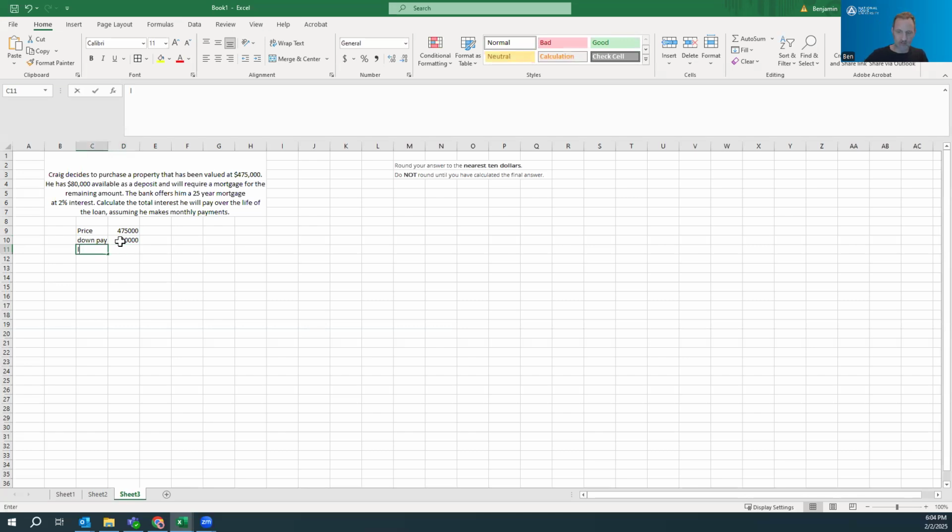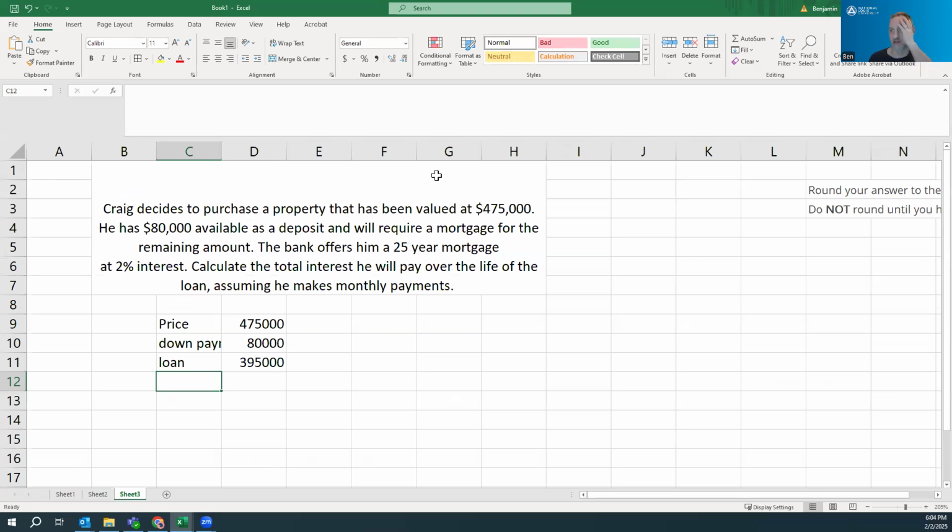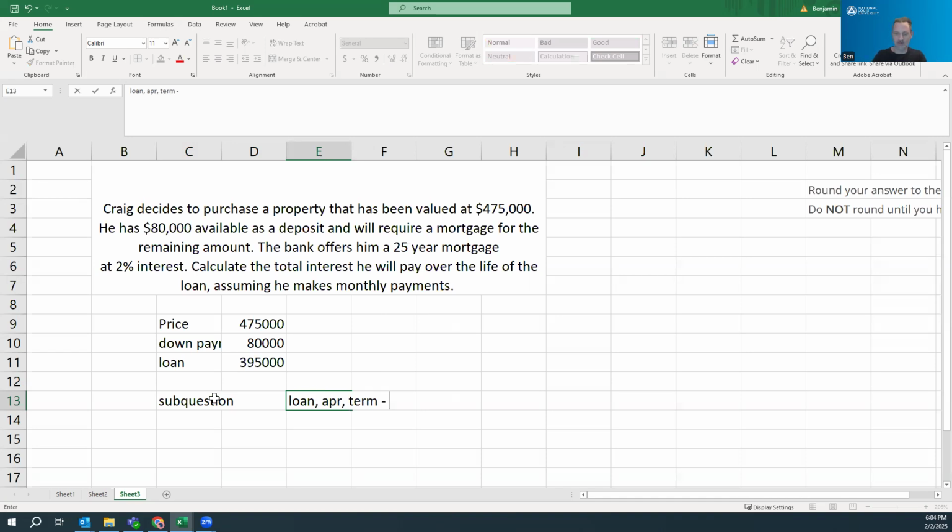So what's left to borrow? The loan size is 475,000 minus the 80,000. All right. And so I got a 25-year mortgage, 2% interest. Calculate the total interest he'll pay over the life of the loan, assuming he makes monthly payments. Okay. So let's, again, think about this from a sub-question perspective. I know the loan amount, and with the APR and the term, that can take me to a monthly payment.